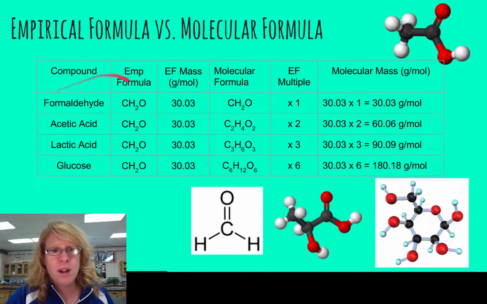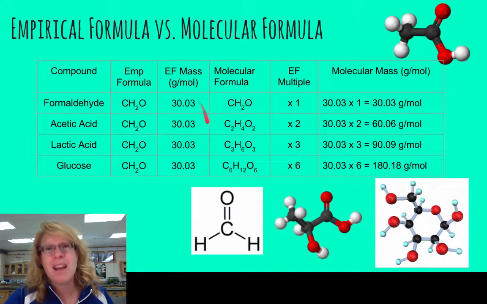So here are my 4 different compounds. They all have the same empirical formula, and so they all have the same empirical formula mass, basically a molar mass. That's the mass of 1 carbon, 2 hydrogens, and 1 oxygen added up. I get 30.03. But their molecular formulas are quite a bit different. Again, I have them from smallest to largest. There's formaldehyde, CH2O, down to glucose, which is C6H12O6.